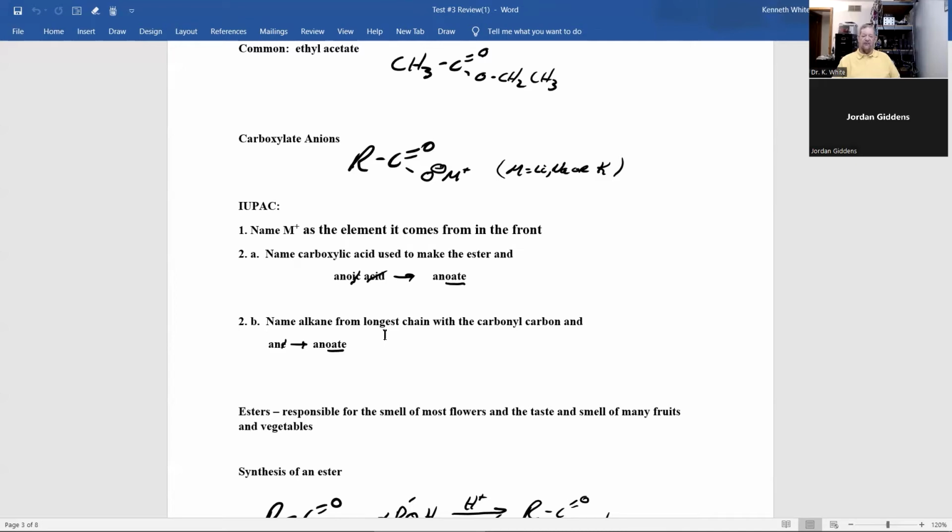Now, how do you know the difference between a carboxylate anion and an ester? Because both have an -oate ending. Simple. If it starts with the name of an element, it's a carboxylate anion. If it starts with the name of an alkyl group, it's an ester.